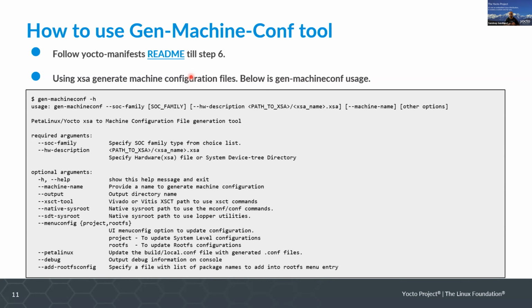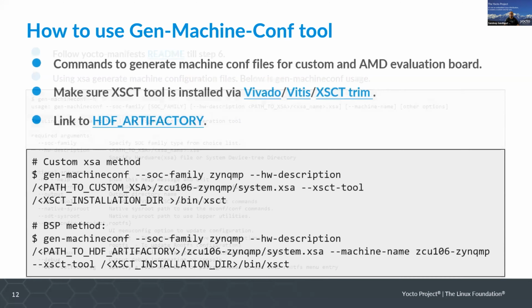So once you have these tools, you can take this Gen-Machine-Conf tool and parse your XSA to generate the machine configuration file. And once it is parsed, then you can use normal BitBake commands to build the images for your specific FPGA hardware designs. These are the commands we use for a custom board or the evaluation board using Gen-Machine-Conf.